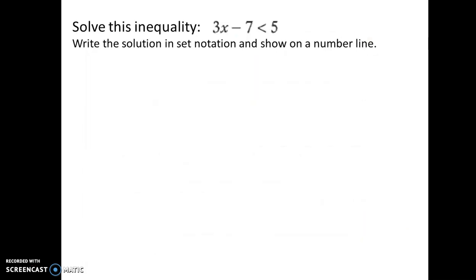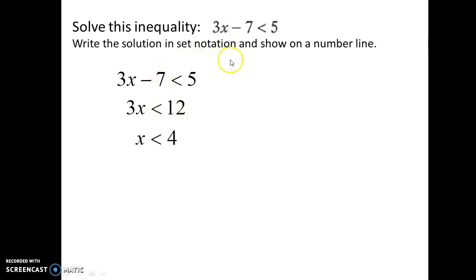So in your notebook, put a title, Solving Inequalities, and we're going to do some example problems together. Here's the first inequality. Solve this inequality. Start with an easy one. And write the solution in set notation and show on a number line. So two skills that we should know for this unit for sure. So there's our inequality. We're going to solve it just as if it was an equation. So we're going to add 7 to both sides first. When we add 7 here, we get 12. Then we're going to divide by 3, and x is less than 4.